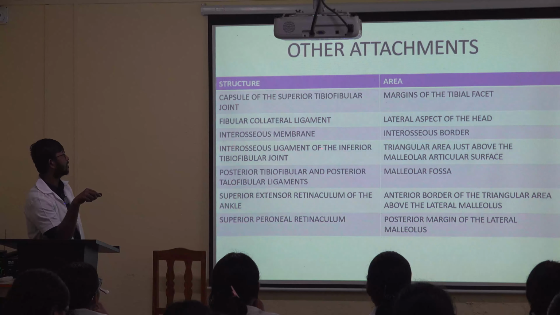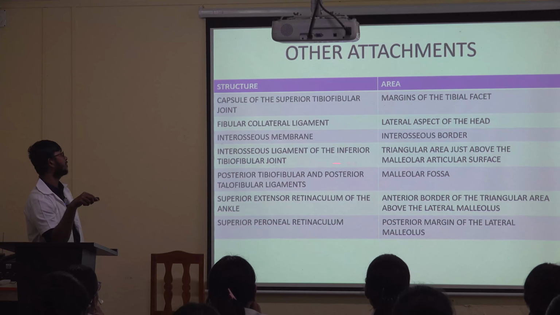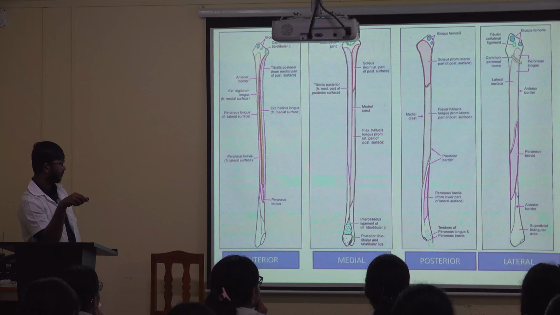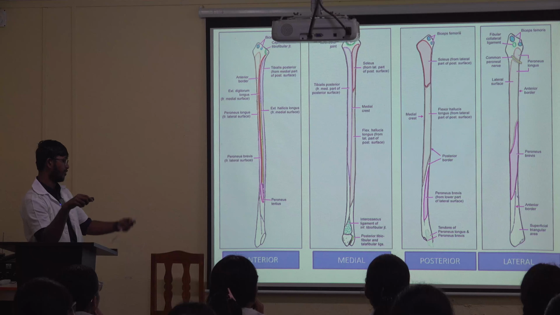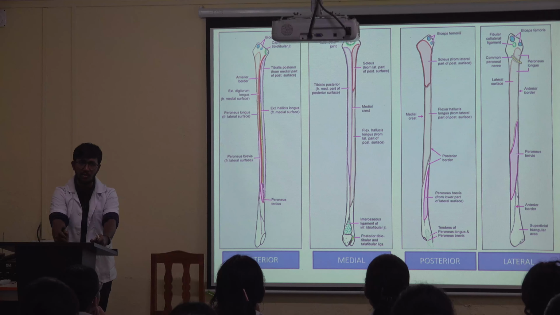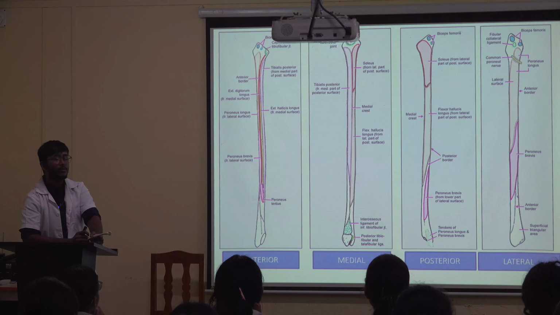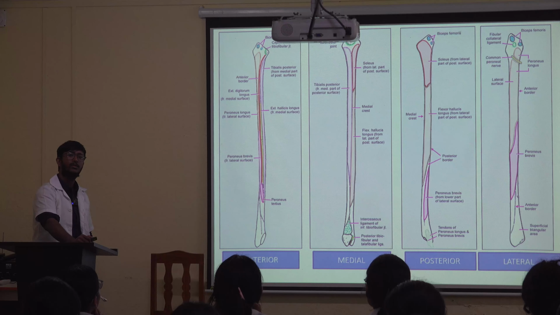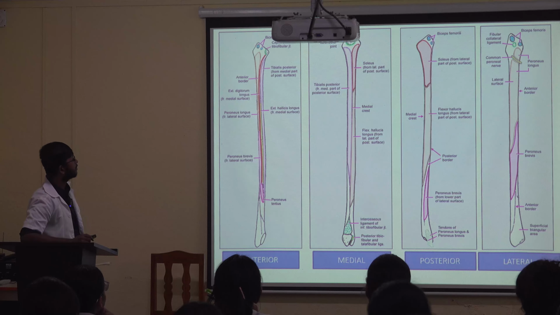Then the interosseous membrane is present at the interosseous border, obviously, and the interosseous ligament of the inferior tibiofibular joint is present at the triangular area above the malleolar articular surface. Basically, here the lower part of the fibula joins. So what is this joint called? Tibiofibular joint. What type of joint? Not the knee joint. Pivot joint. Okay.